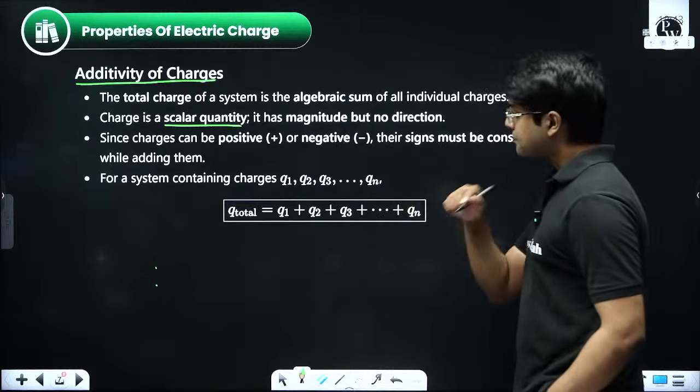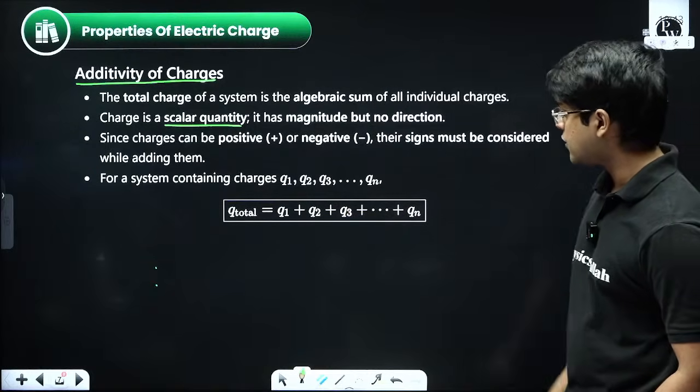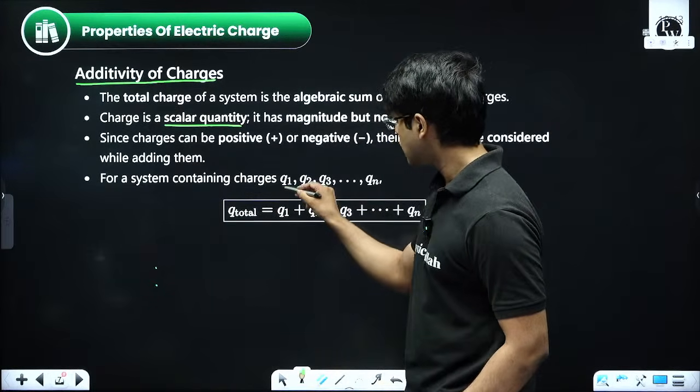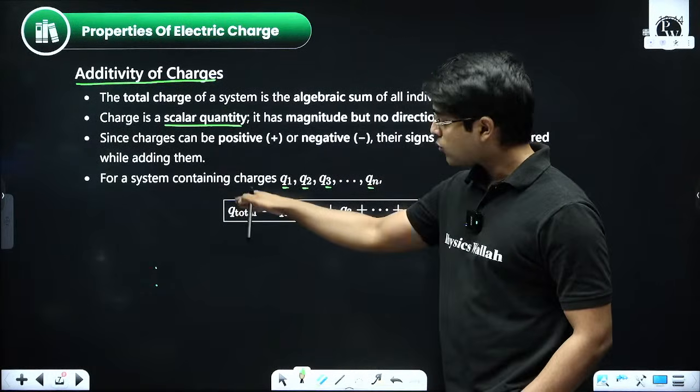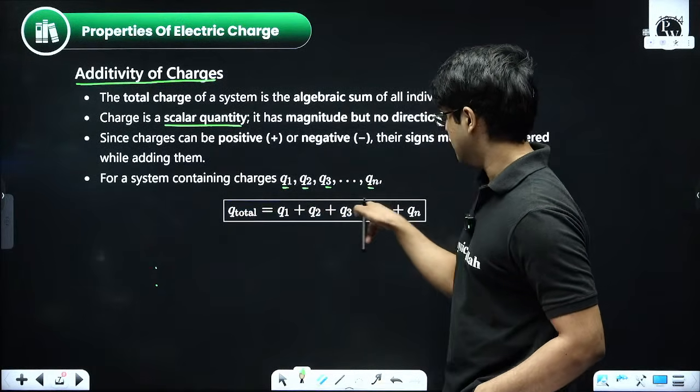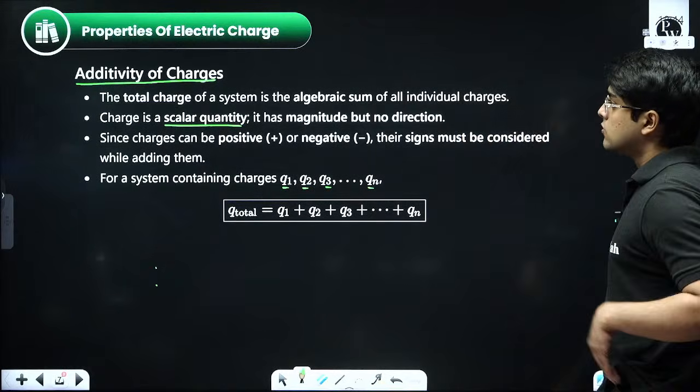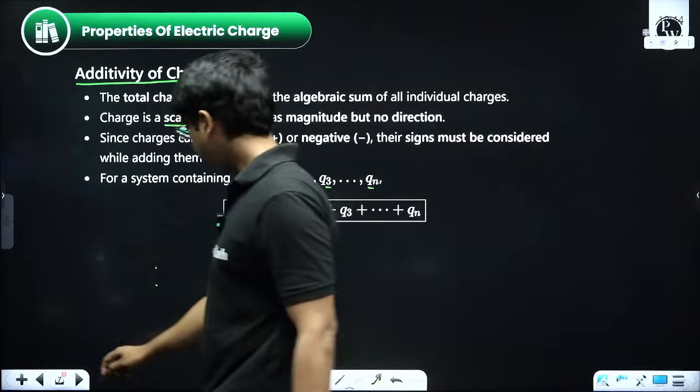So whenever you have a system which has Q1, Q2, Q3 and so on until Qn charges, if you want the total charge, you simply add them up, okay? So that is it. There is nothing complicated here.